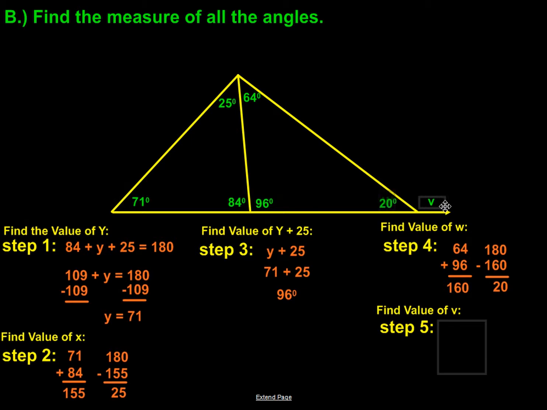And I have V is a supplementary angle to W, so I know the value of W being 20 degrees, and I know together they have to add up to 180, so I can use that information to find the value of V. So I have 180 minus 20 gives me 160 degrees.